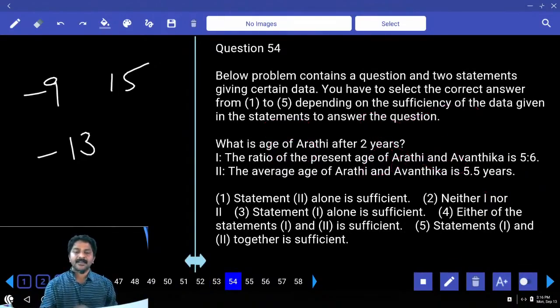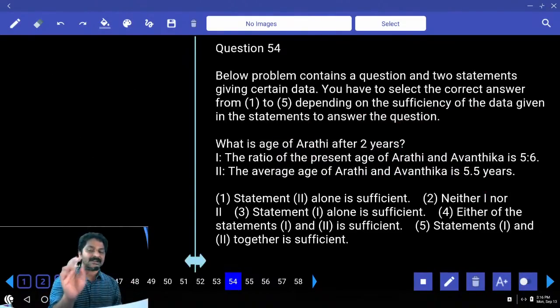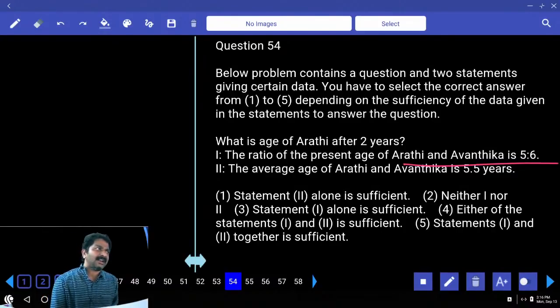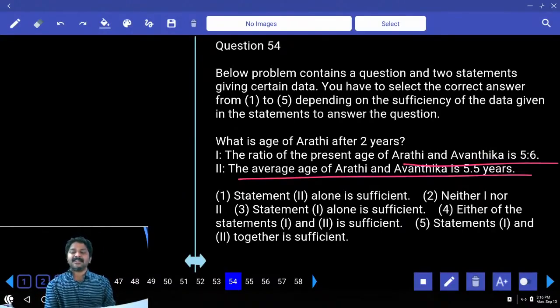Next. What is the age of Arati after 2 years? The ratio of ages of Arati and Avantika is 5:6. Using only the ratio, can we calculate ages? No way. The average age of Arati and Avantika is 5.5. Using the average, we can calculate the sum of their ages, that's all. Am I right? So out of this sum of their ages, 11 years, how much is Arati's age? We cannot calculate. Only the second information is also not sufficient.